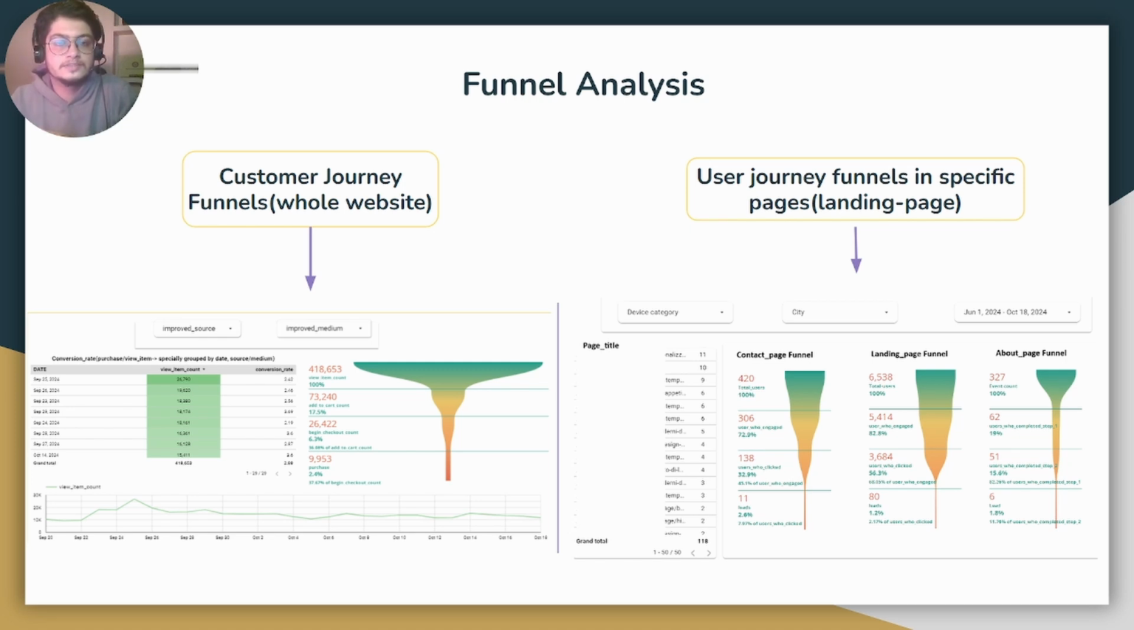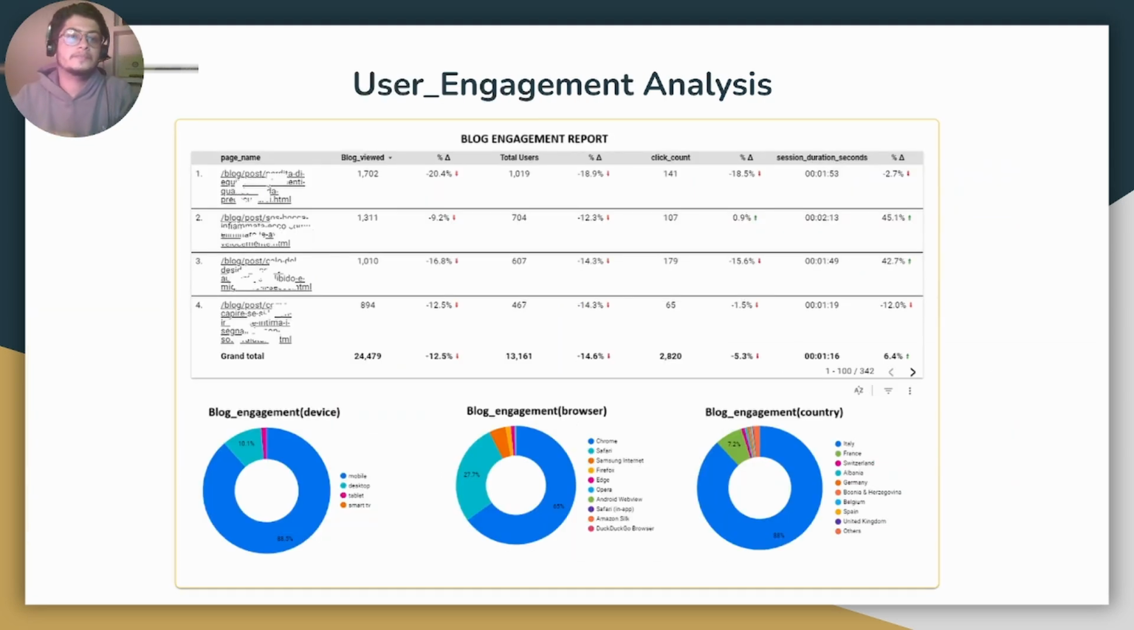Now we go to the next part, which is user engagement. There are many user engagement reports that we can build. For the sake of this example, I have used a blog engagement report, where you can see the blog posts over here and the views, total users, click count, session duration, and also the blog engagement based on the device category, browser category, and country. So this is one example of a user engagement analysis that I have created, but we can create much more on different aspects of user behavior as well.